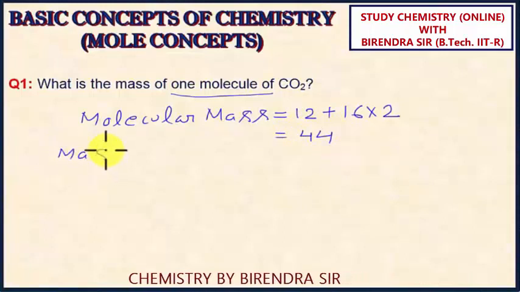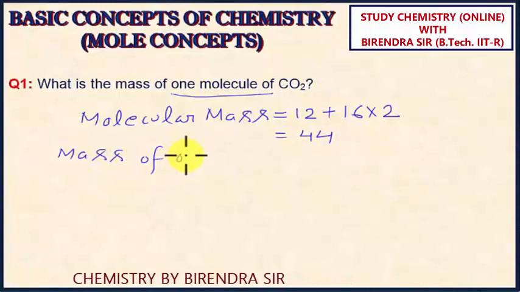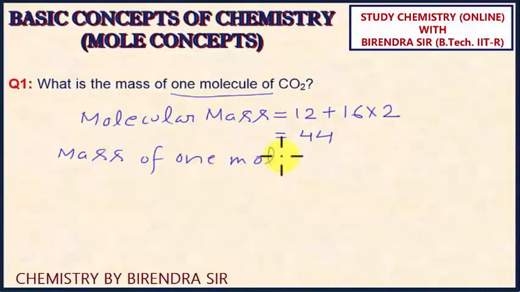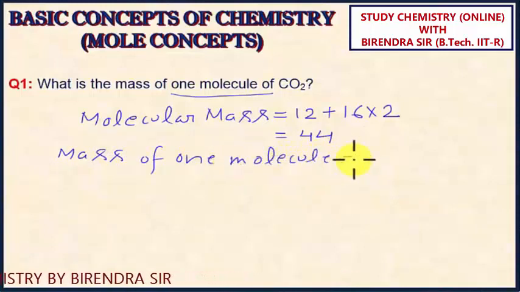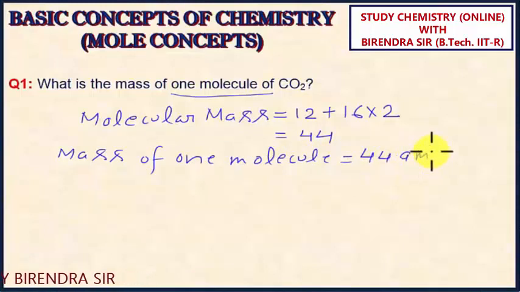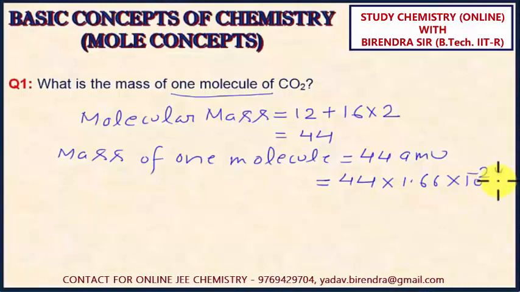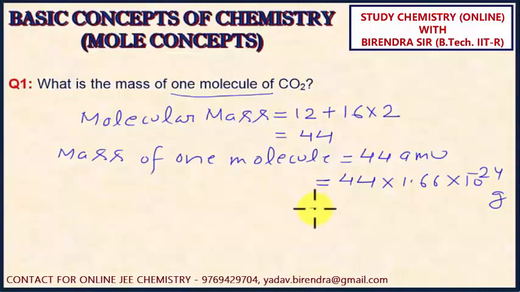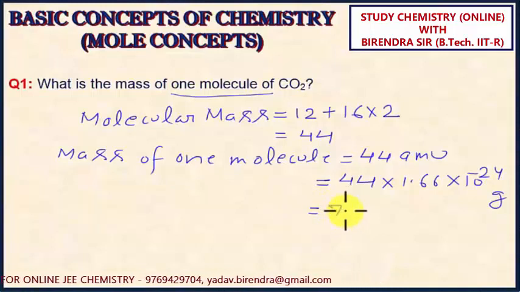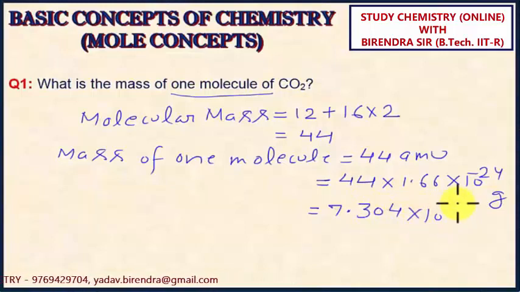So I can write the mass of one molecule as 44 AMU, and the relation between AMU and gram is 1 AMU is 1.66 into 10 raised to minus 24 gram. And if you solve this, the value comes as 7.304 into 10 raised to minus 23 grams.